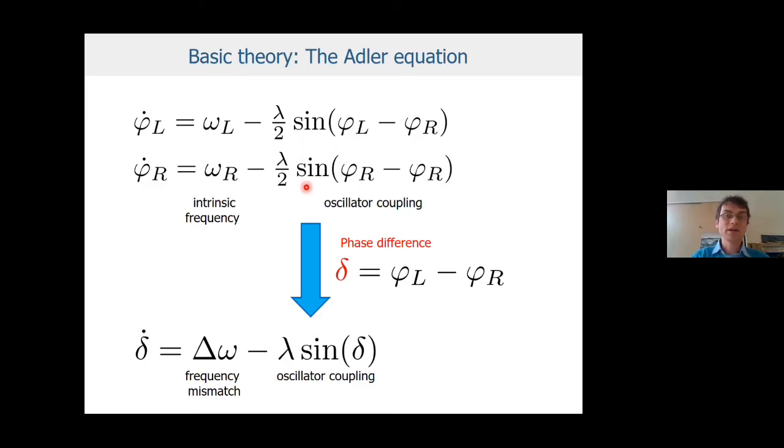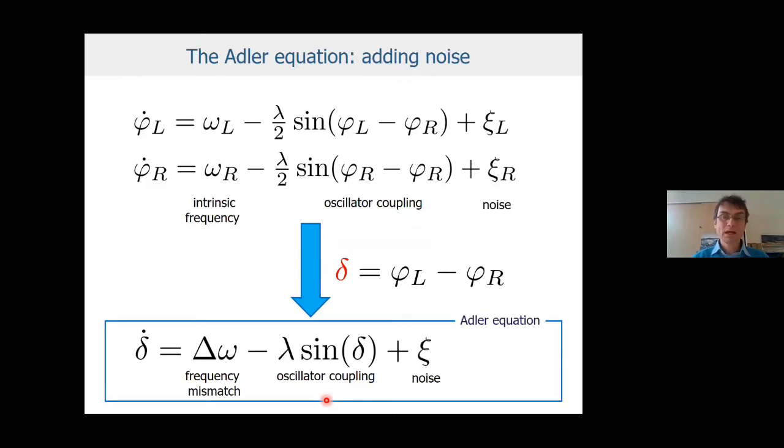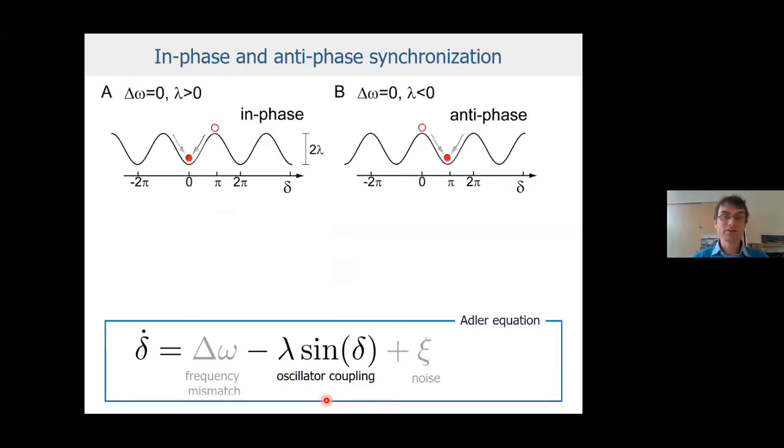And now if we have these 2 equations, we can actually subtract them, and then we get an equation for the phase difference delta of the 2 oscillators. And this equation for the phase difference delta depends on the frequency mismatch between the 2 oscillators, and there's an oscillator coupling, and you can see the 2 as competitors. So the frequency mismatch wants to get the 2 oscillators out of synchrony, and the oscillator coupling tends to bring them back to synchrony. And of course, in the general case, there will also be noise.